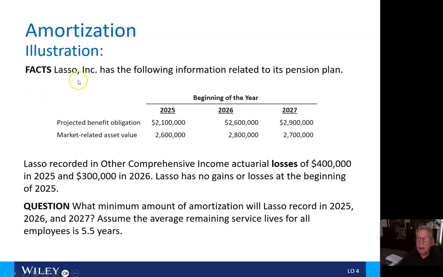So here's an illustration. Lasso has the following information related to its pension plan. Here's its projected benefit obligation. Here's its market-related asset values for 2025, 2026, and 2027. Lasso recorded in other comprehensive income actuarial losses of $400,000 in 2025 and $300,000 in 2026. Lasso has no gains or losses at the beginning of 2025. So the question is, what minimum amount of amortization will Lasso record in 2025, 2026, and 2027? And we're going to assume that the average remaining service lives for all employees is 5.5 years.